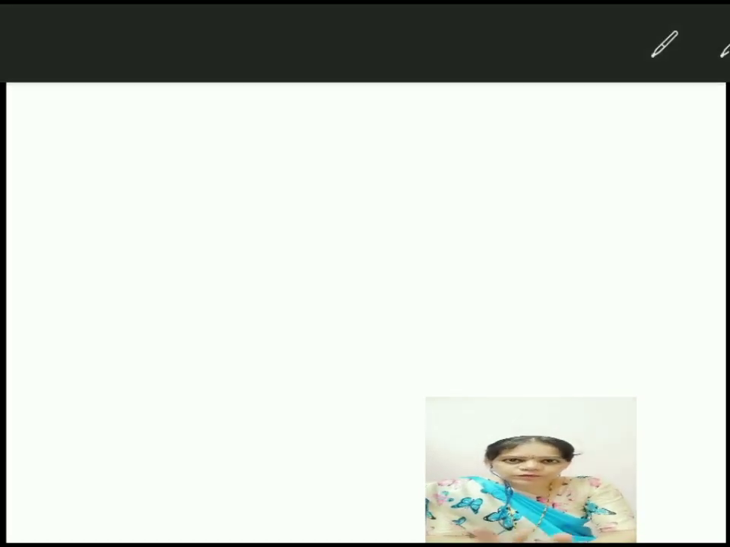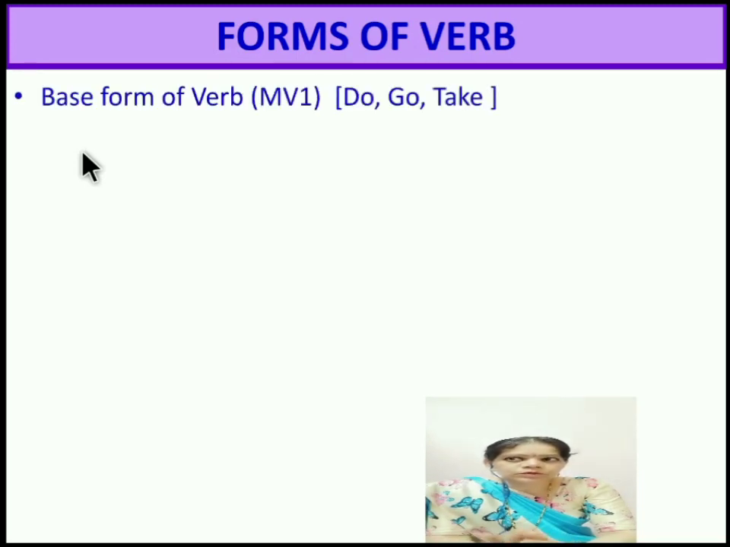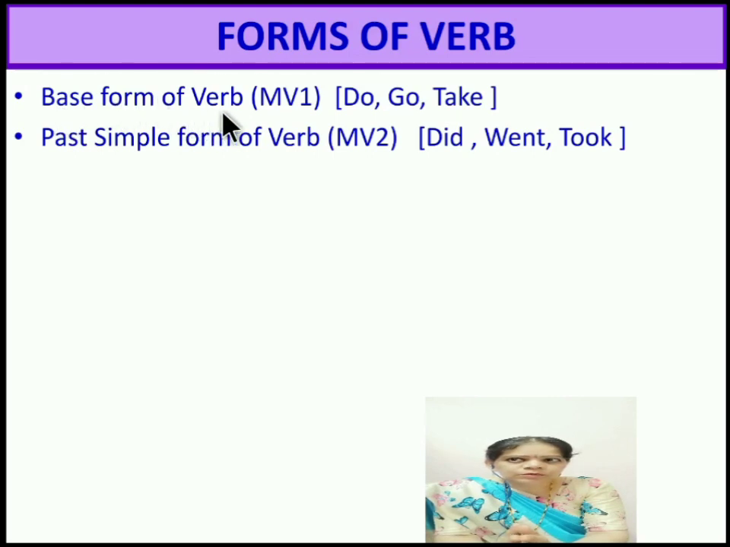Now let's talk about the forms of verb. We are not talking about the kinds or the types. These are the various forms of verbs which are vitally important for you to understand thoroughly to make basic sentence structure accurately, for accurate English speaking. First we are going to talk about the base form of verb, which is the basic verb, the word of action, the main verb, which we are going to term MV1. For example, go, do and take.